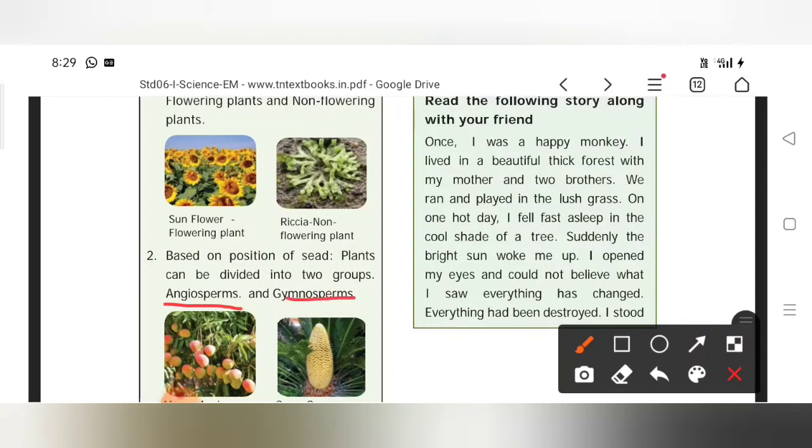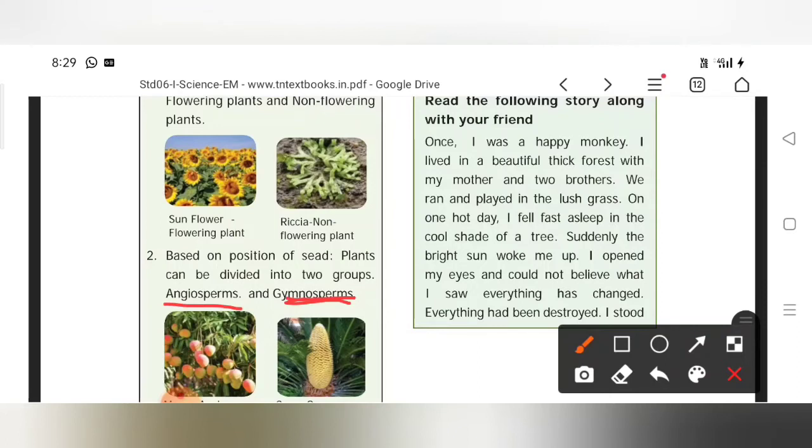Gymnosperms are plants whose seeds can be seen, or are present outside the fruit. For example, cashew nut, no? Cashew nut is actually a seed. So the fruit of cashew has the seed present outside it. Am I right, children? Yes. Such plants are called gymnosperms. Do you understand what gymnosperms and angiosperms are?